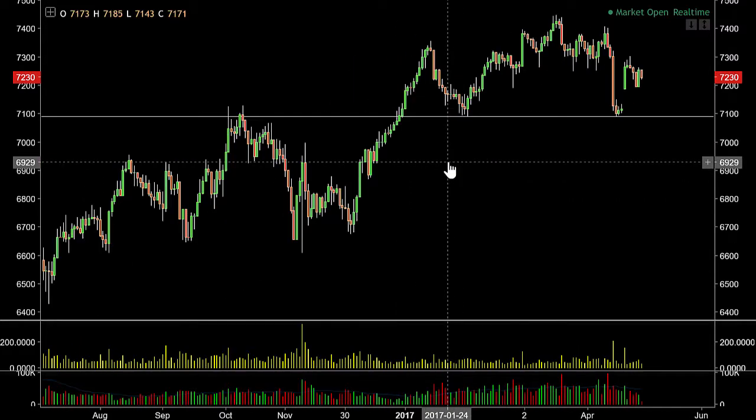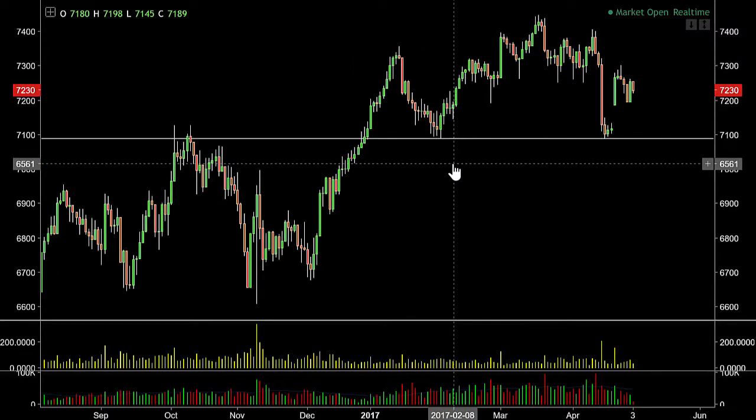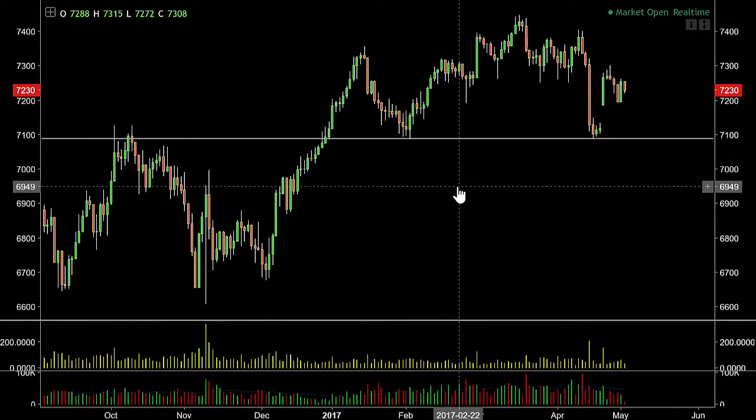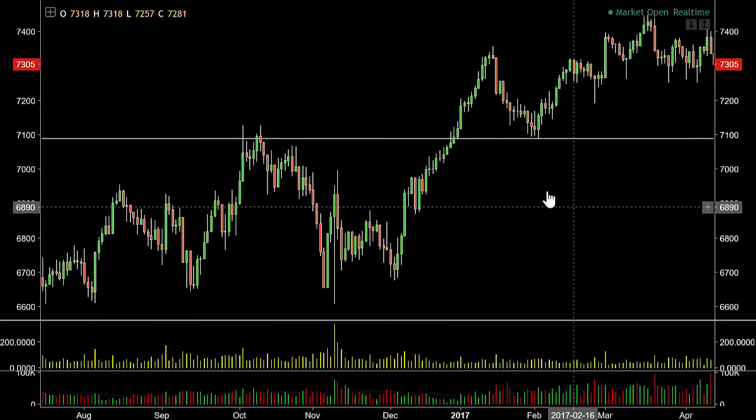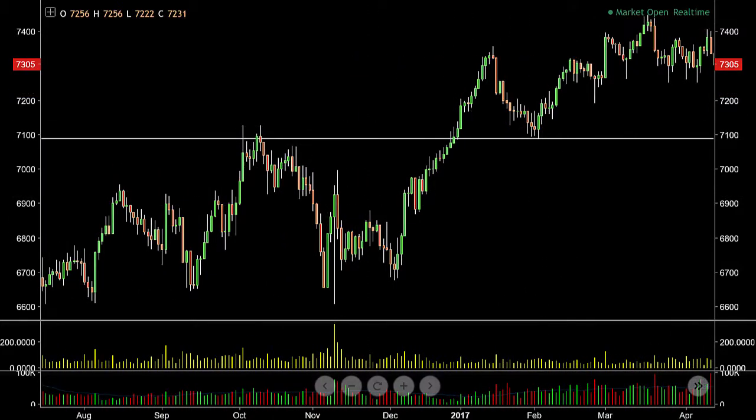Now, one thing to add, guys, is that resistance becomes support, and support becomes resistance, and vice versa. So very often, once you've broken through a key level, that level then turns into the opposite. Let's look at an example I can see right away on this FTSE chart. We've got a pretty decent resistance level here.